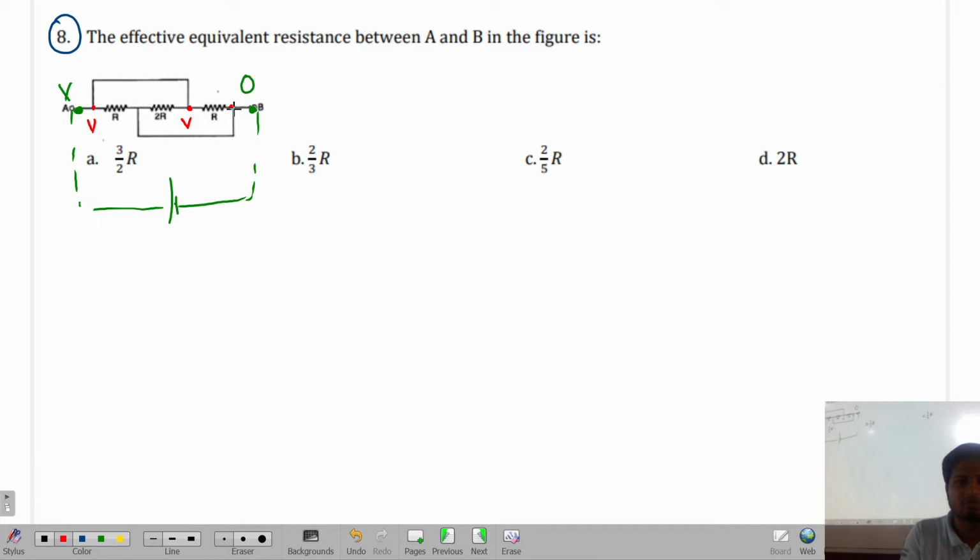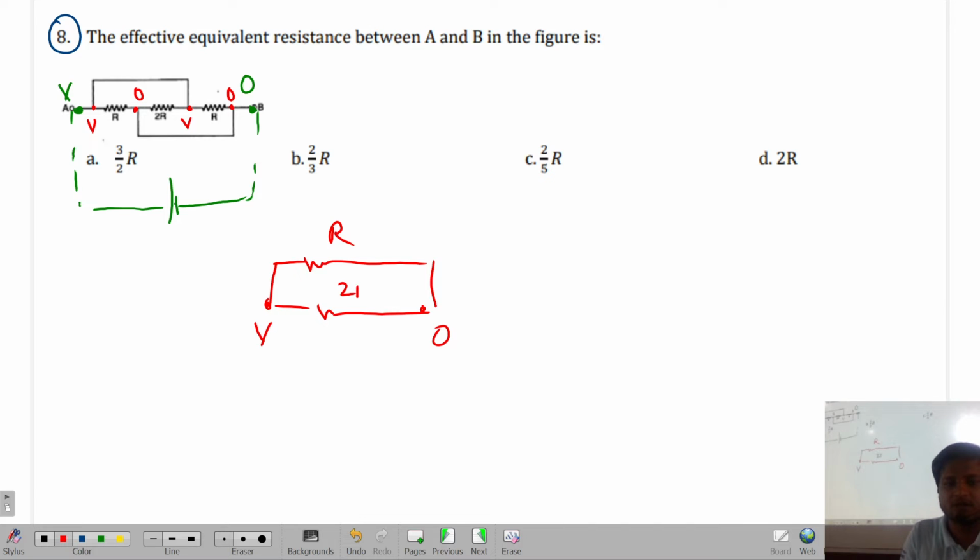Here it is 0, so this point will also have zero potential, or not? So if it is 0, this will also be 0. These are not in one line, so how to make it in one line? I can make V over here and 0 over here. Or I can connect one resistor R, resistor 2R, resistor R.